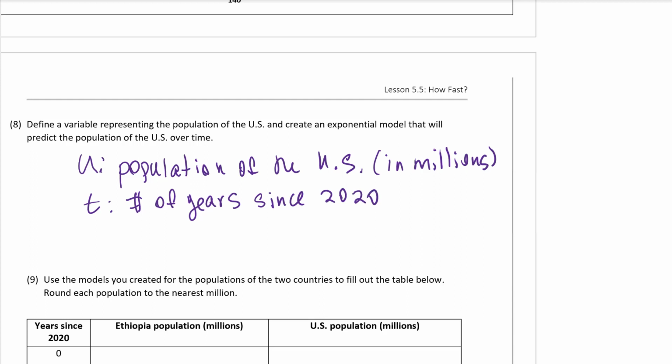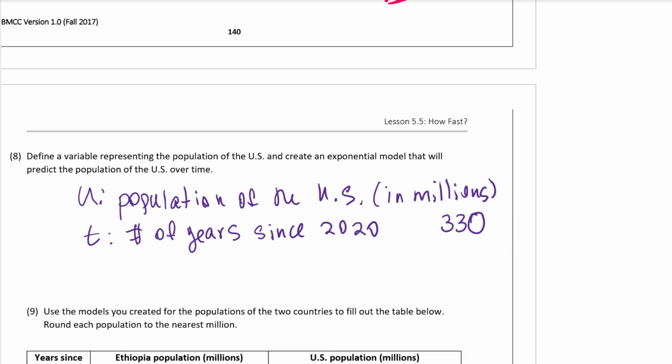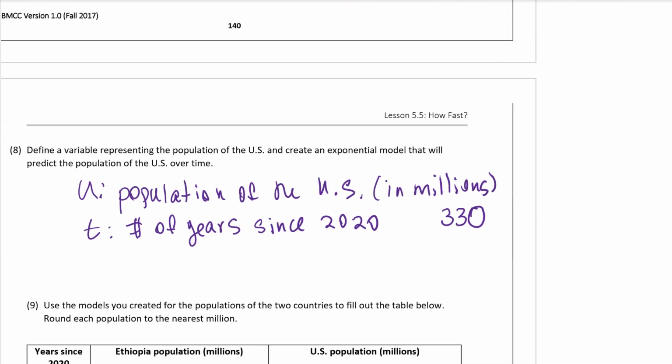And I'm going to ask you to write the equation. All right, so I'll remind you some numbers. So we had 330 million in 2020. All right, and the rate of growth is 0.7%. So go ahead and write the equation. And again, be careful when you're converting rate into decimal.